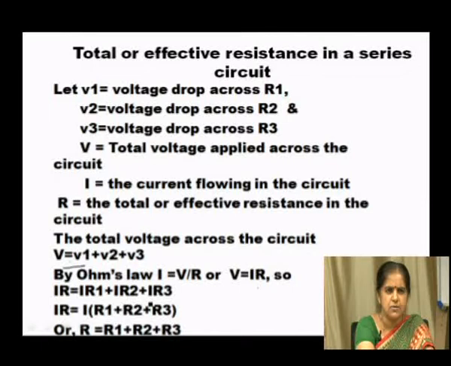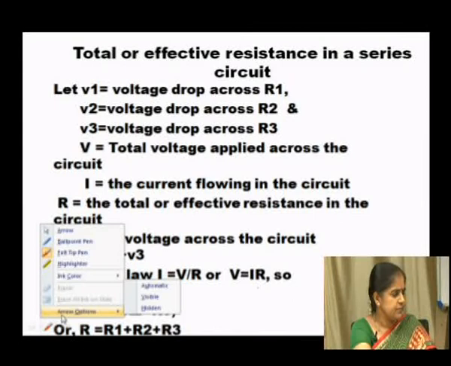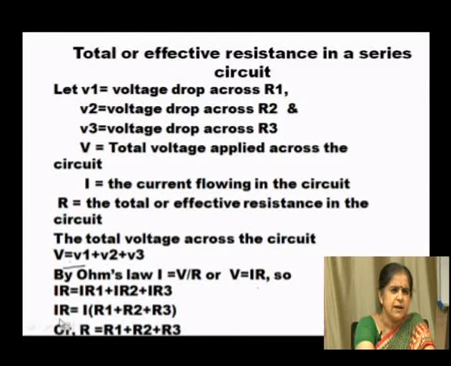I is a common factor. So, by taking I as the common factor, the equation becomes I into R is equal to I into R1 plus R2 plus R3. Since I is a common factor on both sides of the equation, I gets cancelled. Therefore, the total or effective resistance in the circuit is given by R is equal to R1 plus R2 plus R3. This is the total resistance in a series circuit.